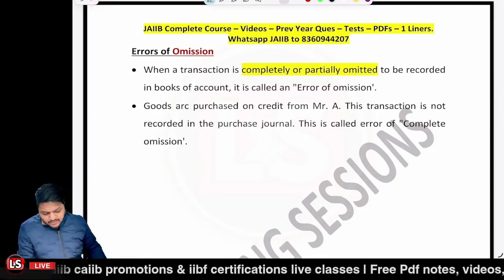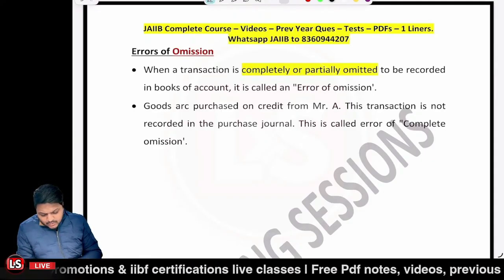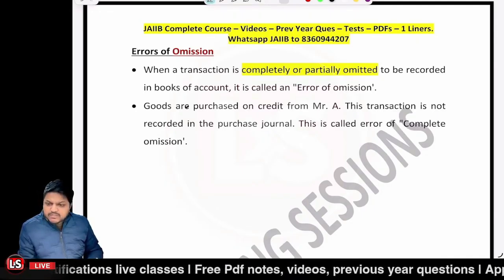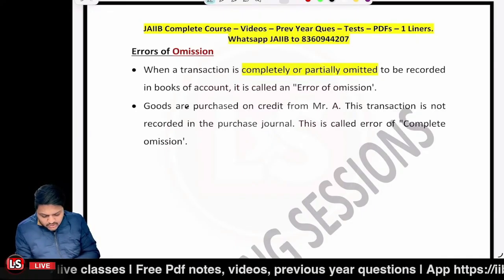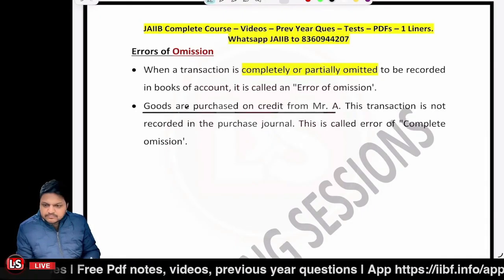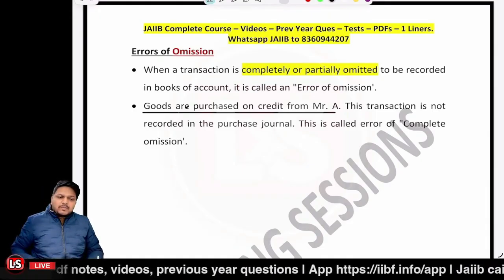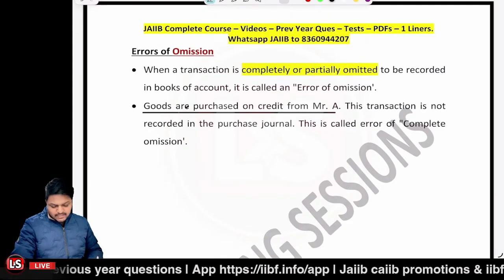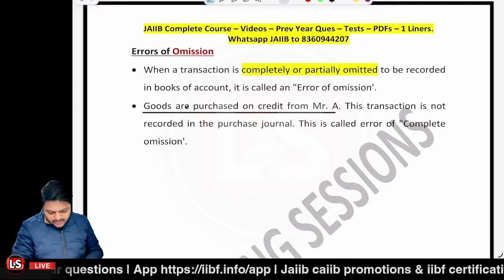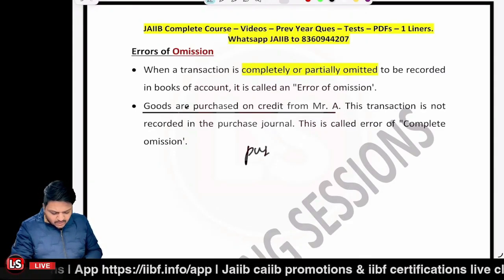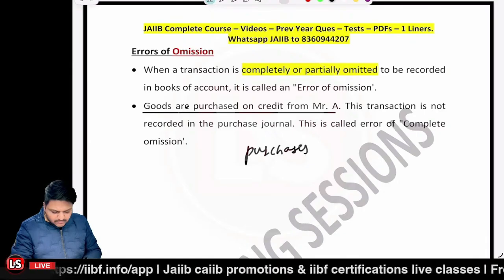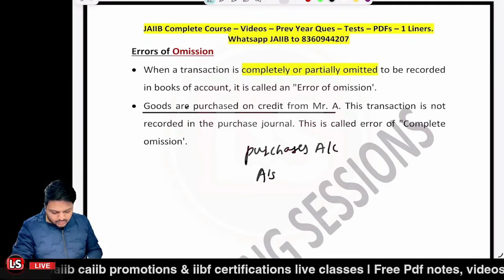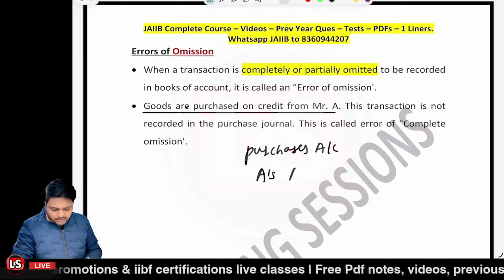Let's take the example. Goods are purchased on credit from Mr. A. Now, what will be the journal entry for this? That goods are purchased on credit from Mr. A. Now, two accounts will be involved: purchases account and Mr. A's account. These two accounts are involved.